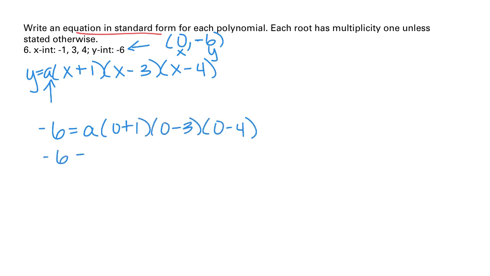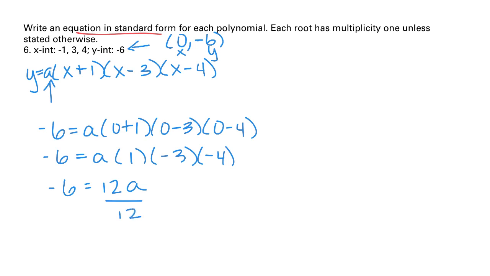And then I'm going to simplify. 1 times negative 3 times negative 4, that's 12. 8 times 12, I'm going to write as 12a. A is negative 1/2. I still need to write it all in standard form, which means put the a back in and multiply it all out.